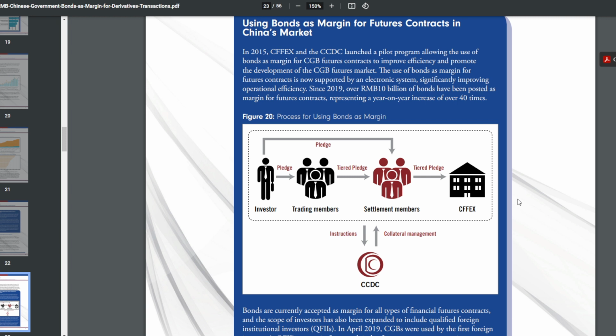The use of bonds as margin for futures contracts is now supported by an electronic system significantly improving operational efficiency. Since 2019, over 10 billion of bonds have been posted as margin for futures contracts, representing a year-on-year increase of over 40 times. All right, so they're going to gobble these up. These bonds are going to be used like crazy to meet margin requirements. If it's already happened in the futures market and you're seeing the increase of over 40x just from being able to use them in the futures market, when you have full access to this, what do you think that's going to look like?